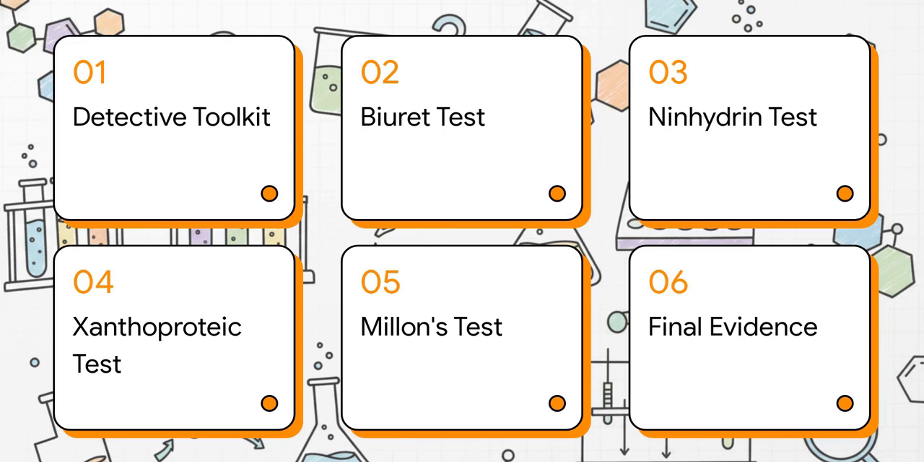We're following a really strict logical protocol today. We'll start with our protein detective toolkit, then use the Biuret test for finding peptide bonds, move to Ninhydrin for locating amino acids, hit the Xanthoproteic test for identifying aromatic rings, and finally, look at Millon's test for targeting tyrosine before analyzing the final evidence. It's basically a Russian doll approach, going from really broad general detection down to highly specific amino acid profiling.